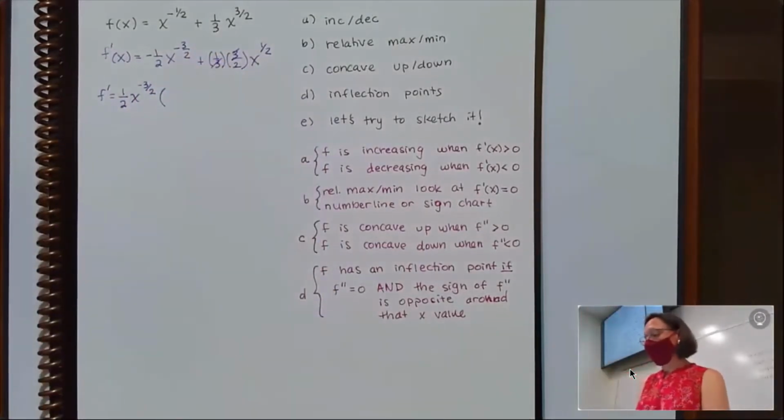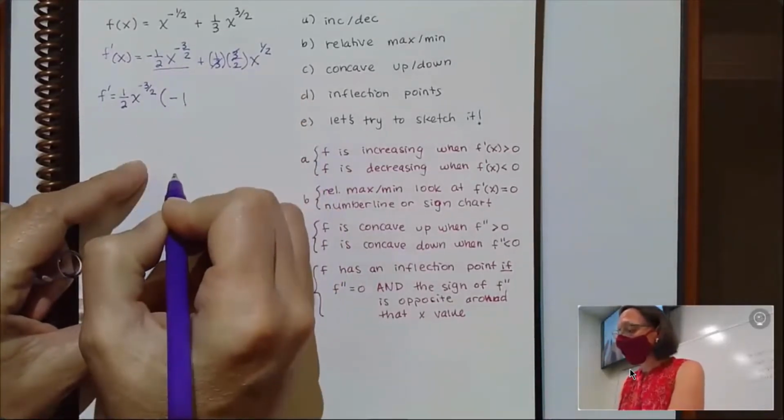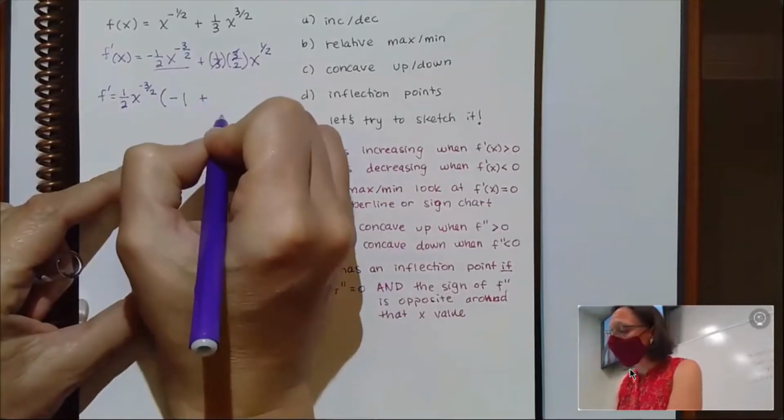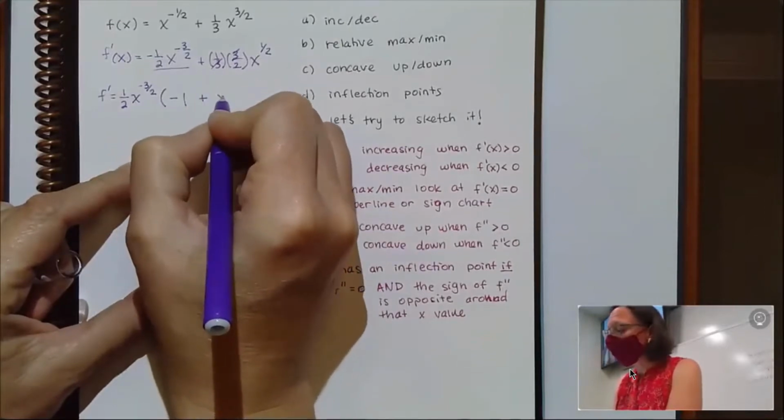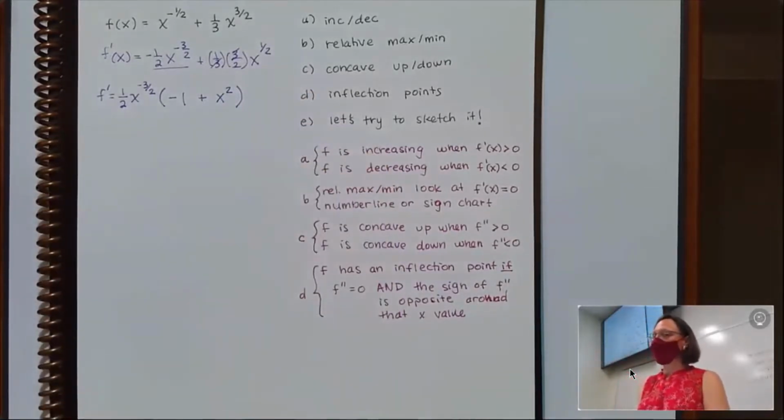And when I factor that out from the first piece, I'm going to be left with -1. And from the second piece, I'm going to be left with x squared. Yes, I'm going to be left with x squared. So if you're sitting there scratching your head, really? How? Where? Why the x squared?